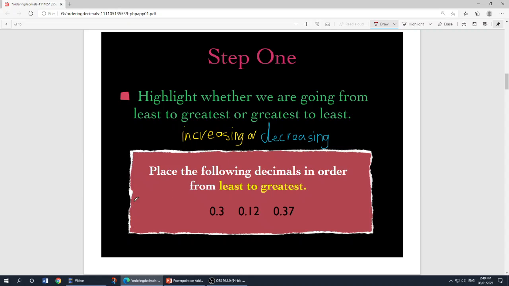So, in this case, we're being asked, place the following decimals in order from least, smallest, to greatest, biggest. So, that's increasing, isn't it? Increasing. Smallest to biggest. Let's just do a little arrow there to remind you. Increasing and decreasing. Going up, going down, from low to high, high to low.